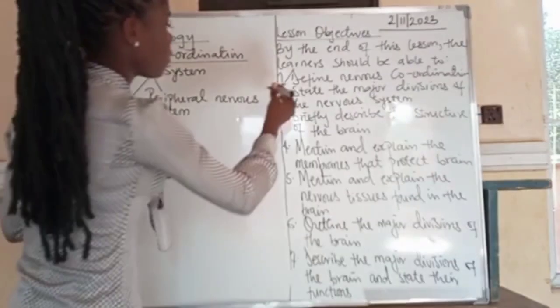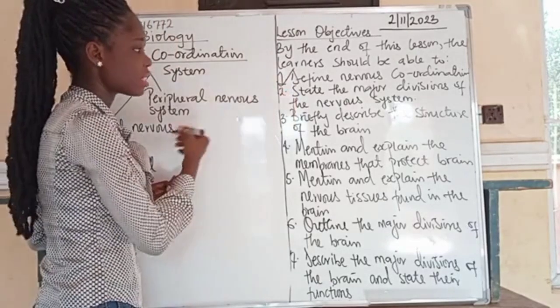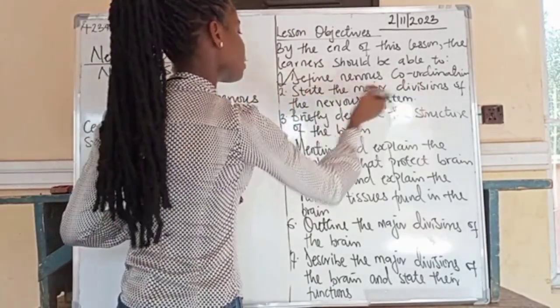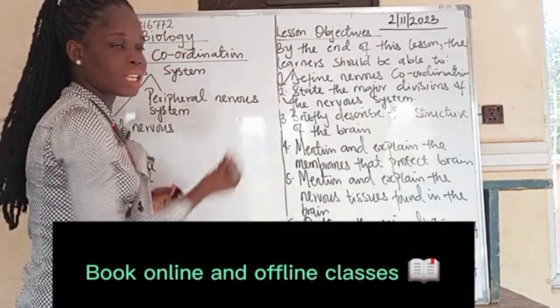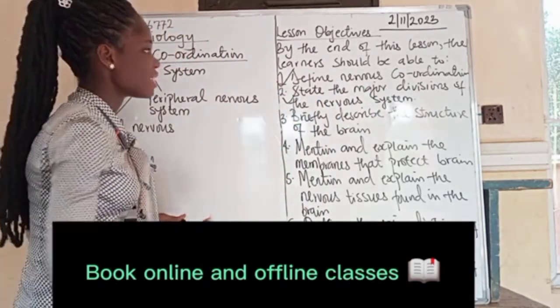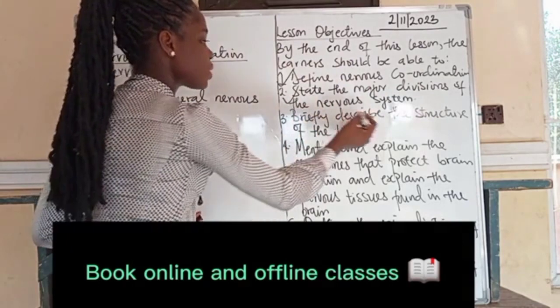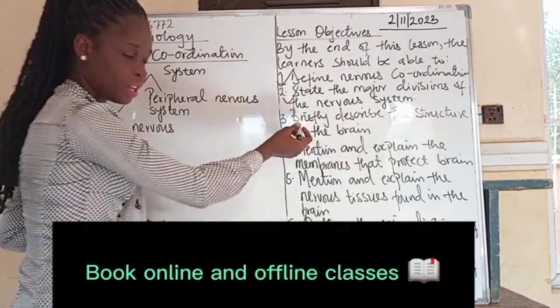With this, we've achieved our second lesson objective, which says that the learner should be able to state the major divisions of the nervous system. We go over to our third lesson objective, which says that the learner should be able to briefly describe the structure of the brain.